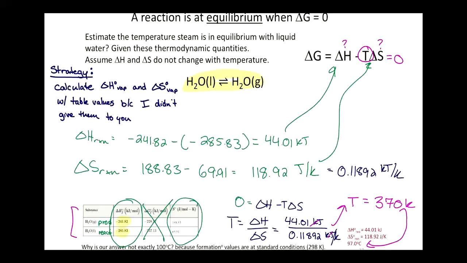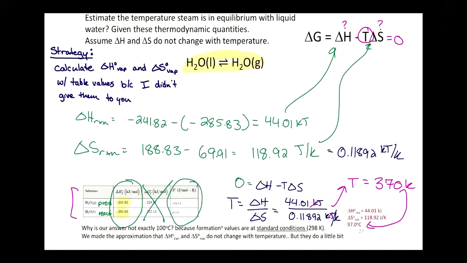Well, because we used formation values. Remember when we used these table values? These table values are measured at standard conditions. Standard conditions means that the temperature is 298. So these table values weren't measured at 100 degrees Celsius. These values actually do change a little bit with temperature, but we're making an assumption here that enthalpy and entropy changes do not change that much with temperature. So that's why our answer is not exactly 100 degrees Celsius, but it's fairly close.